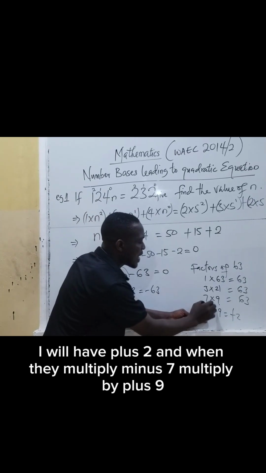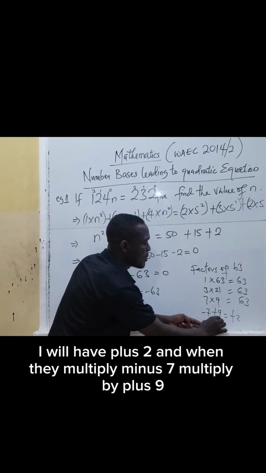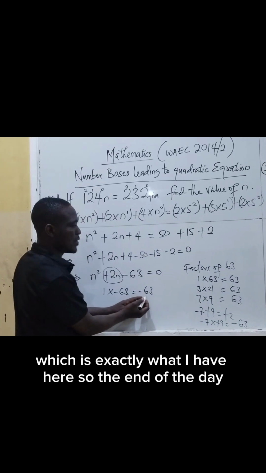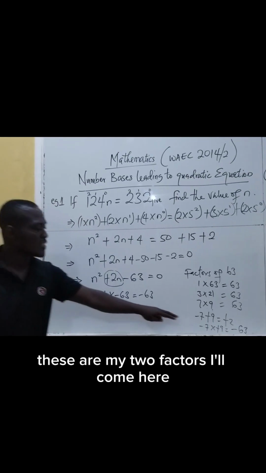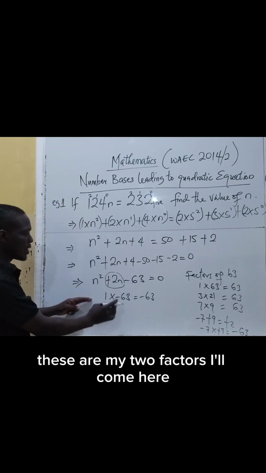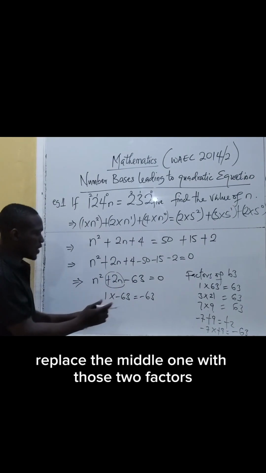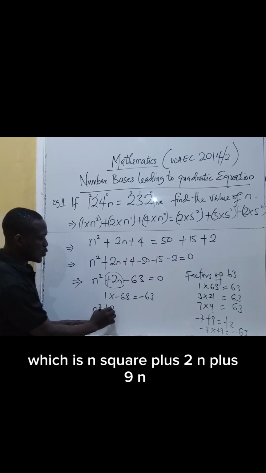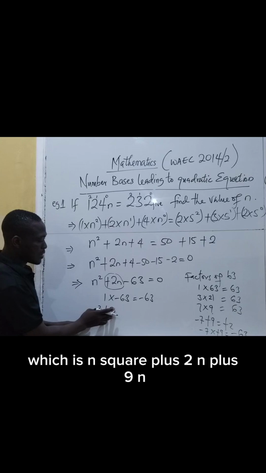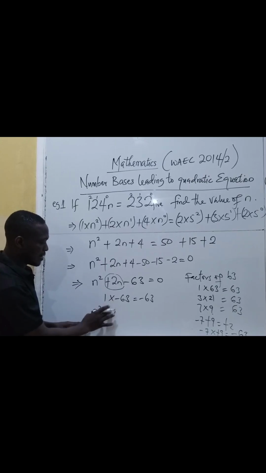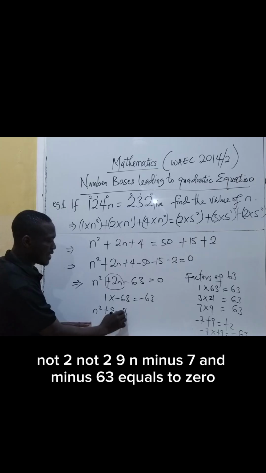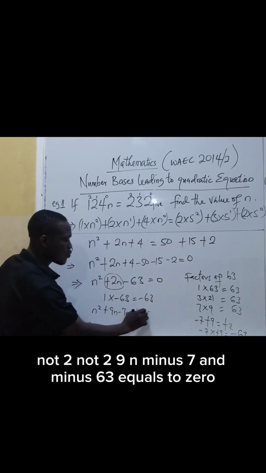And when they multiply, minus 7 multiplied by plus 9, I will have minus 63, which is exactly what I have here. So at the end of the day, these are my two factors. I will come here, replace the middle one with those two factors, which is n squared plus 9n minus 7n minus 63 equals to 0.